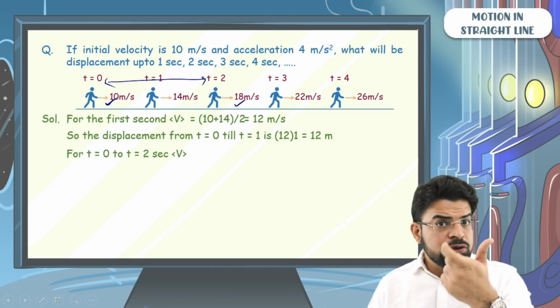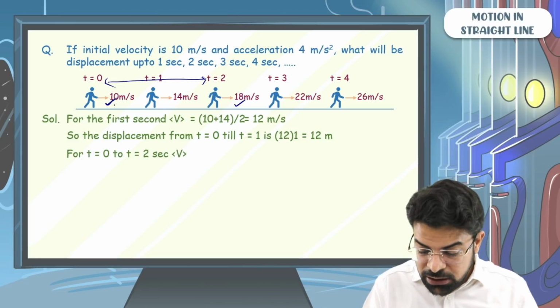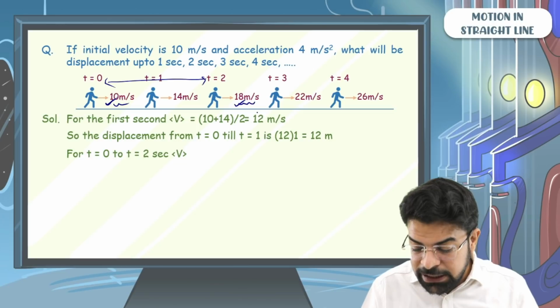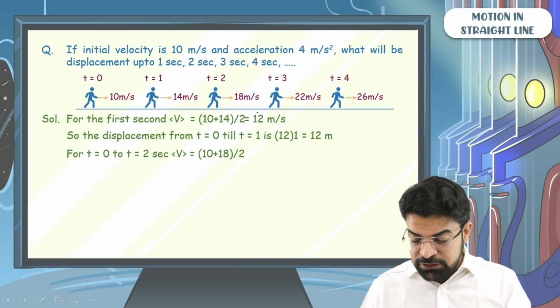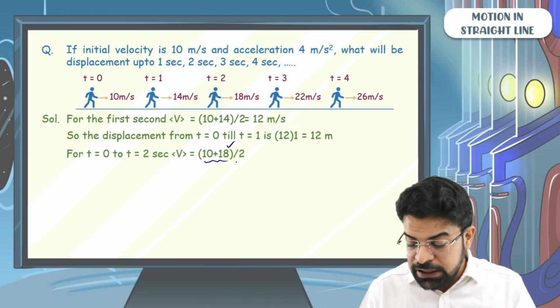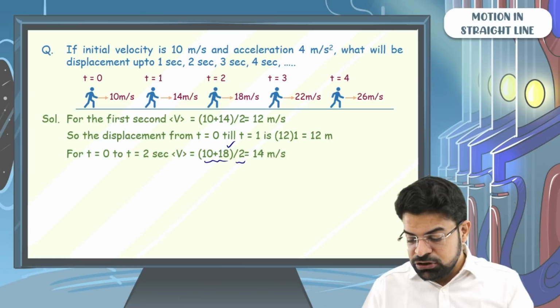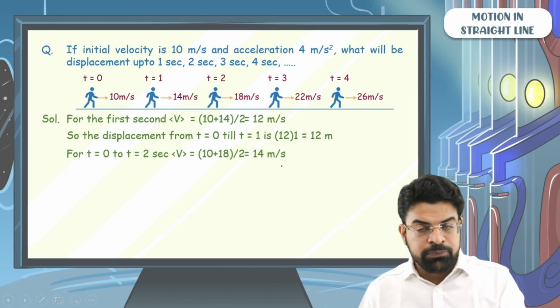So for this 2-second time frame, I will take the average velocity to be 10 plus 18 by 2. So the average velocity will be 28 by 2, and 28 by 2 is 14 meter per second. So the average velocity has to be 14 meter per second.